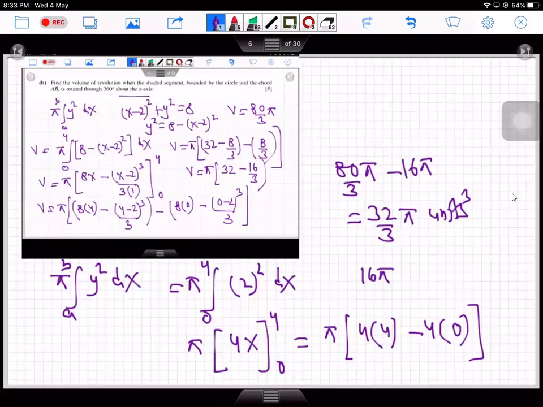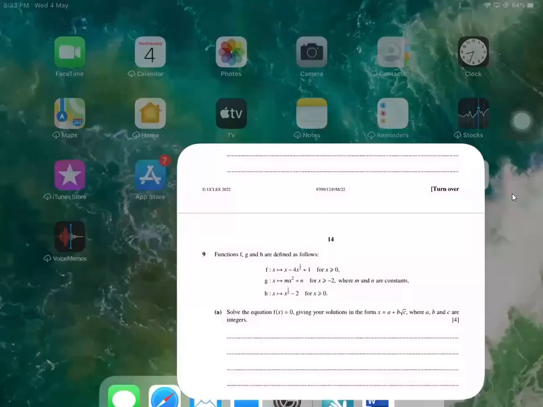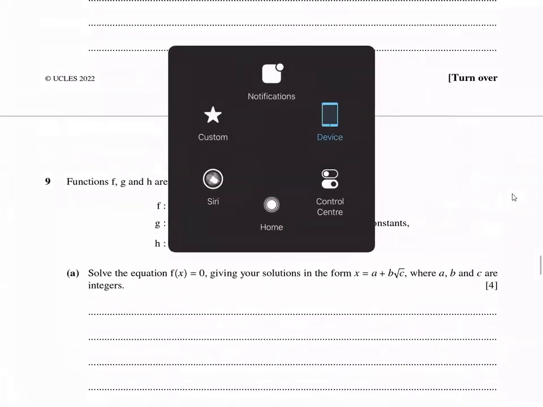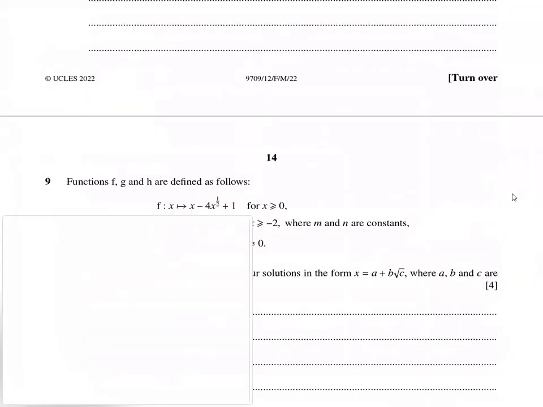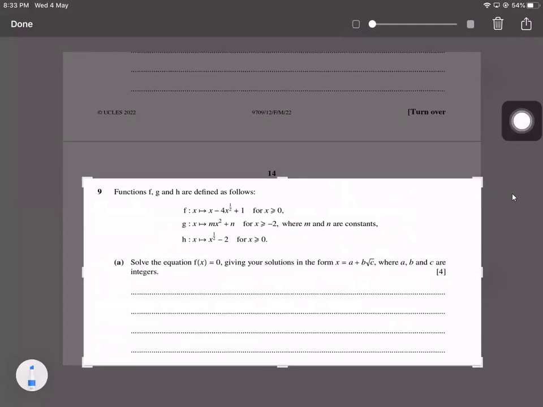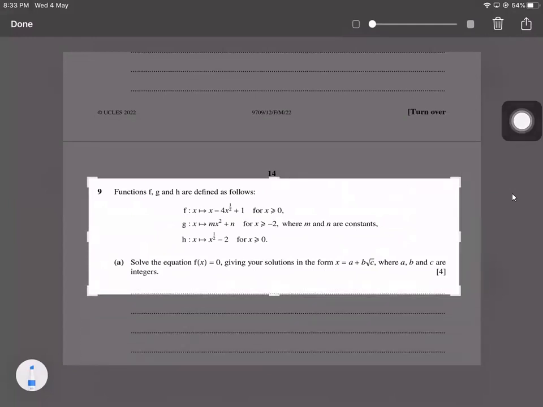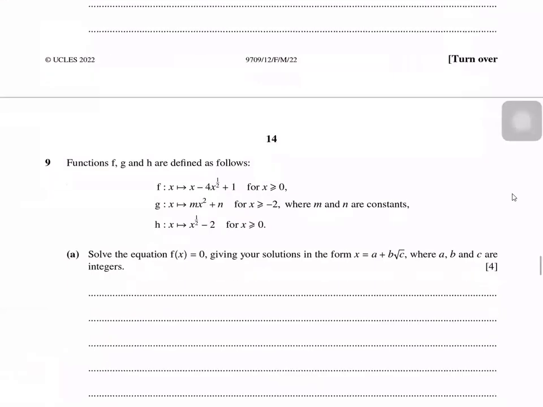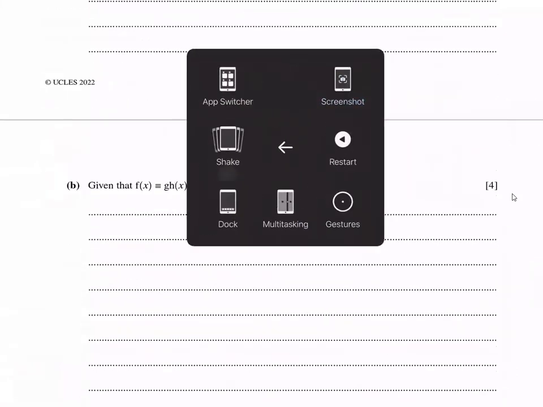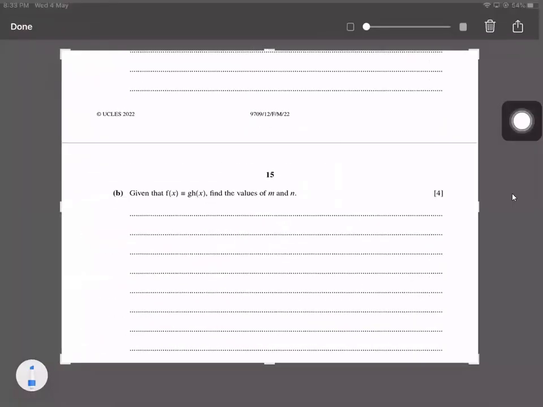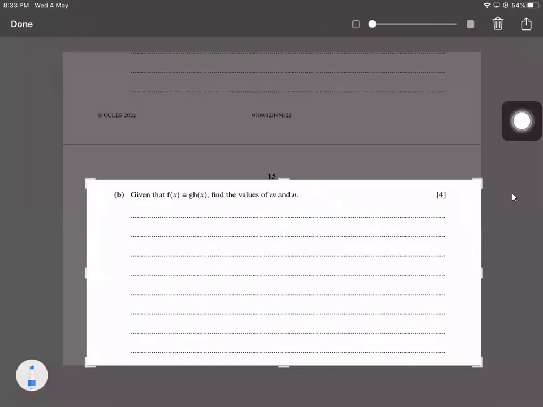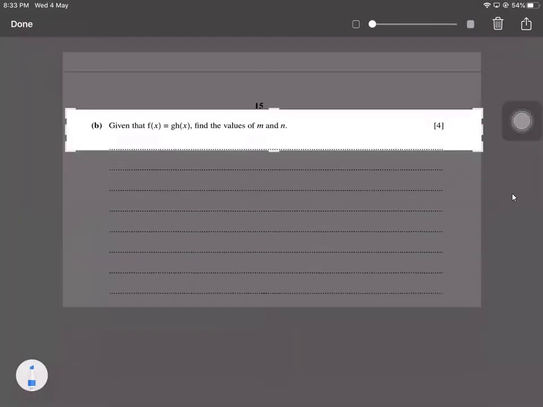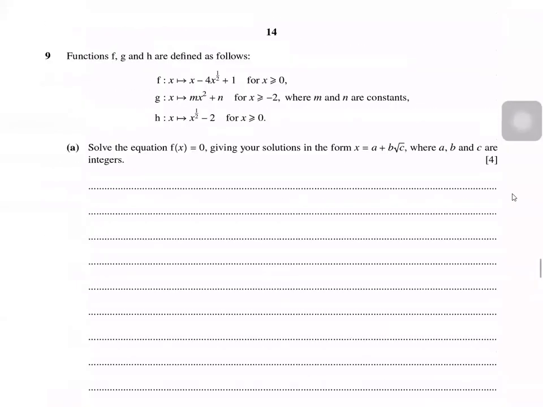Then we have question number 9. The topic is functions. This question is worth 9 marks or 8 marks.